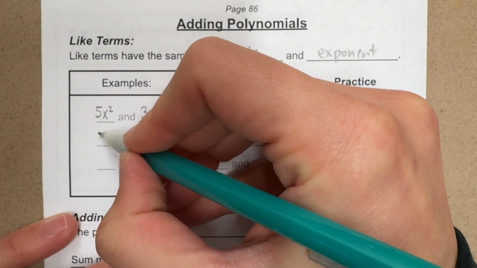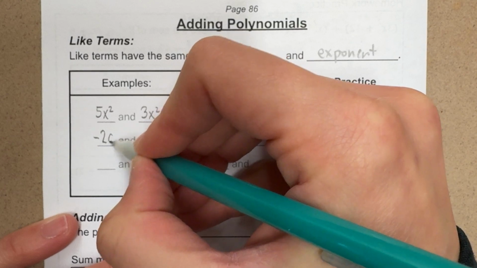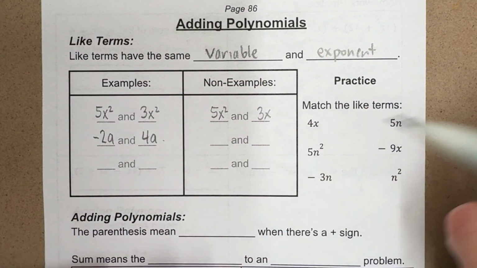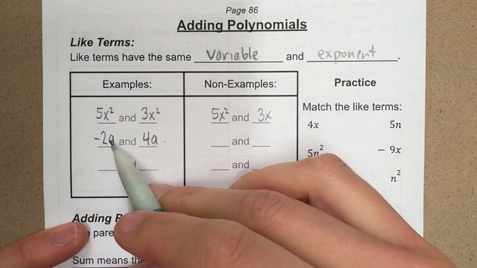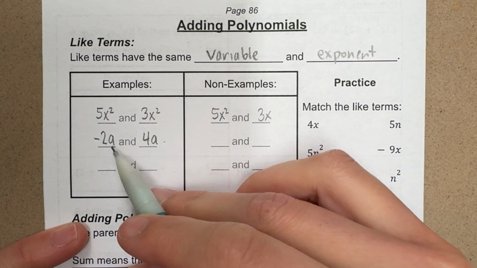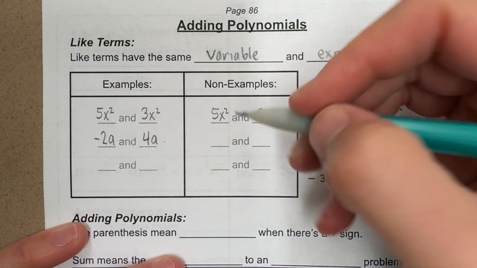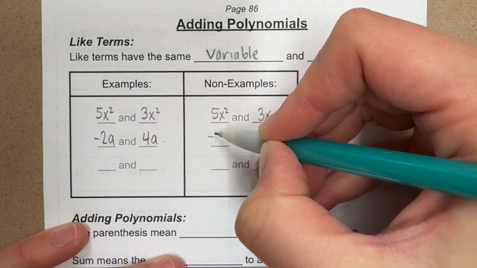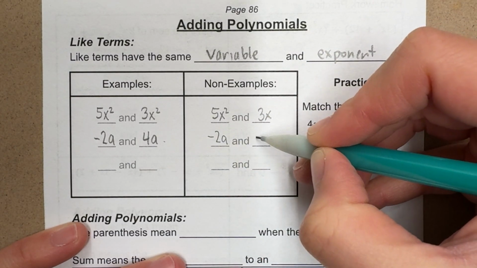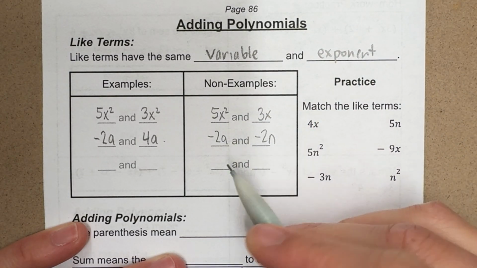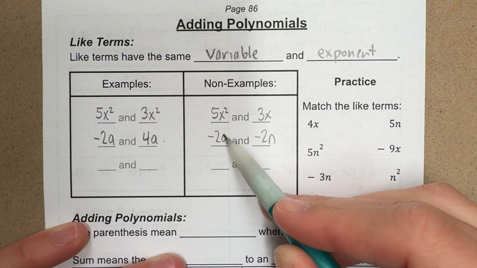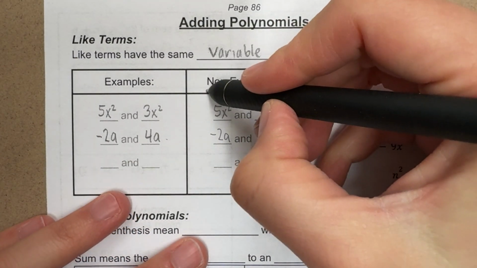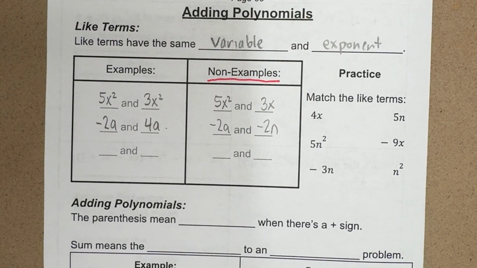Another example would be negative 2a and 4a. These are like terms. Notice one's negative, one's positive. It doesn't matter. It just matters that they have the same variable, a, and exponent, which in this case is an invisible 1. It wouldn't be like terms if we had, for example, negative 2a and negative 2n. It doesn't matter that these two numbers are the same. What matters is that these are not the same variable. So again, these are the non-examples over here. These are not like terms.